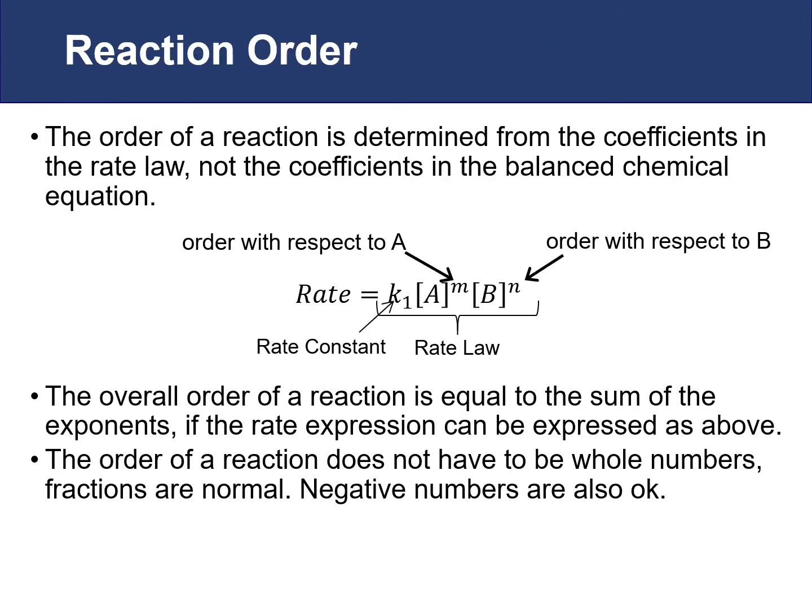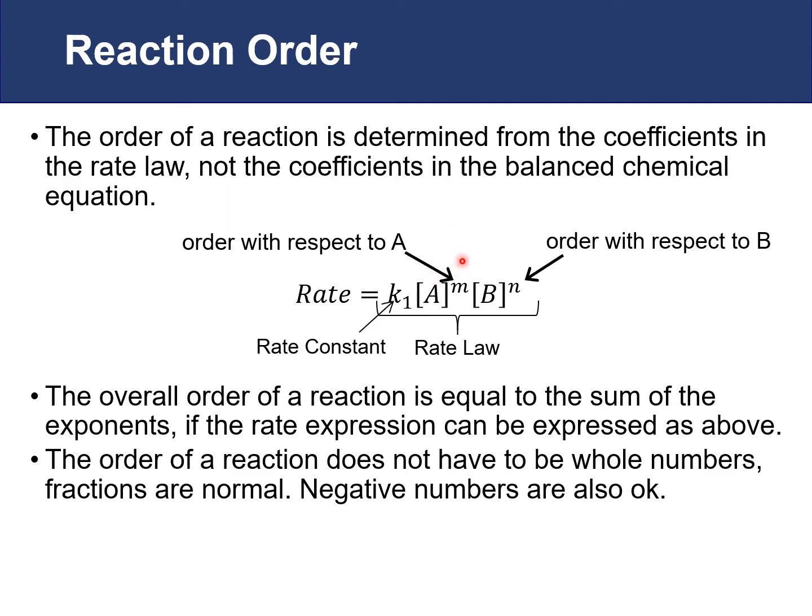Now, there is some additional information in the rate law expression. One of the things we will be interested in is the order of the reaction. The order of the reaction is determined from the exponent values in the rate law, not from the coefficients in the balanced chemical equation. So the exponents are the m and n terms that we see in the rate law. We will often ask, what is the order with respect to a particular component? So this m value here is the order with respect to A.